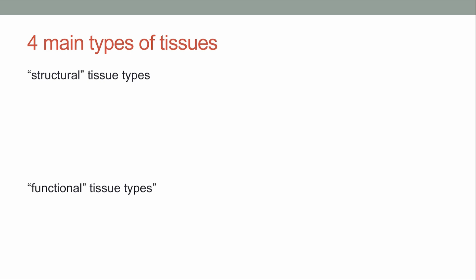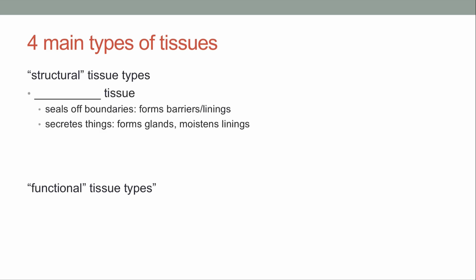We can divide tissues up into four categories: two primarily structural and two primarily functional. Epithelial tissue seals off boundaries to form barriers or linings of tract organs, or secretes things, forming glands or moistening our linings with mucus.